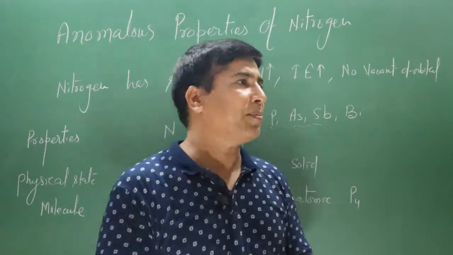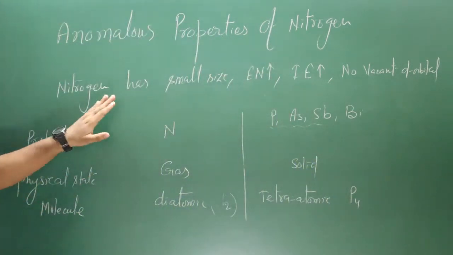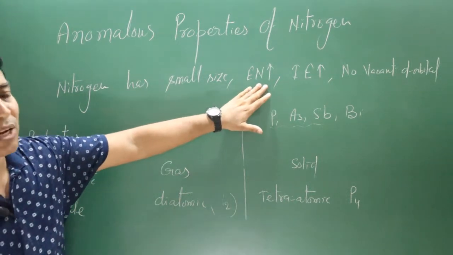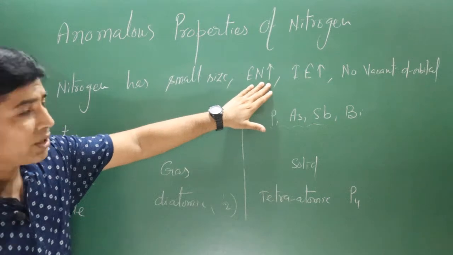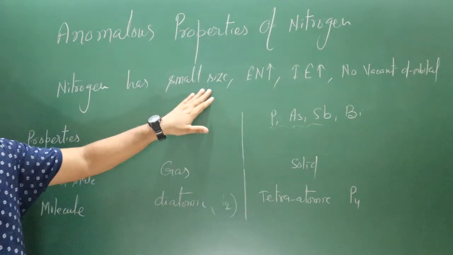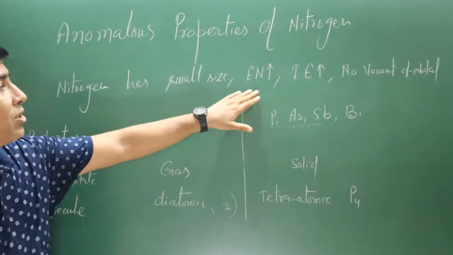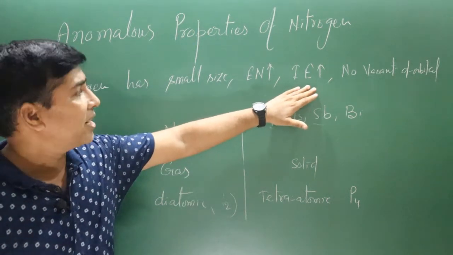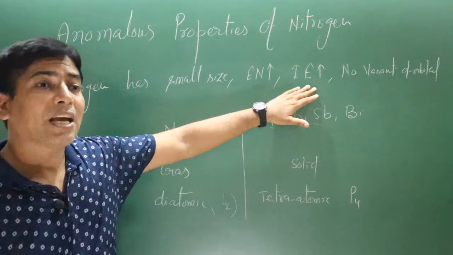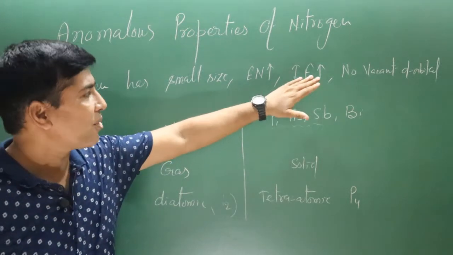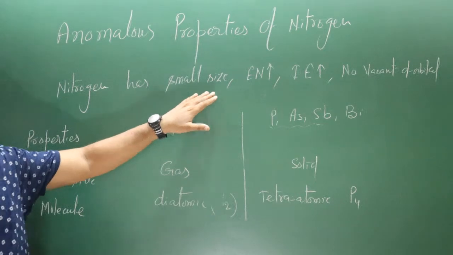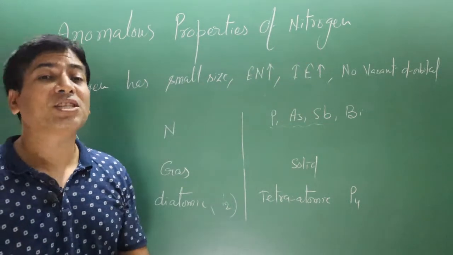I have written this information on the board. You can see nitrogen has the smallest size and it is a highly electronegative element. We have learned electronegativity is inversely proportional to size. As the size decreases, electronegativity increases. Then we have ionization enthalpy. It has the highest value of ionization enthalpy in the group. Ionization enthalpy is also inversely proportional to size and directly proportional to nuclear charge.